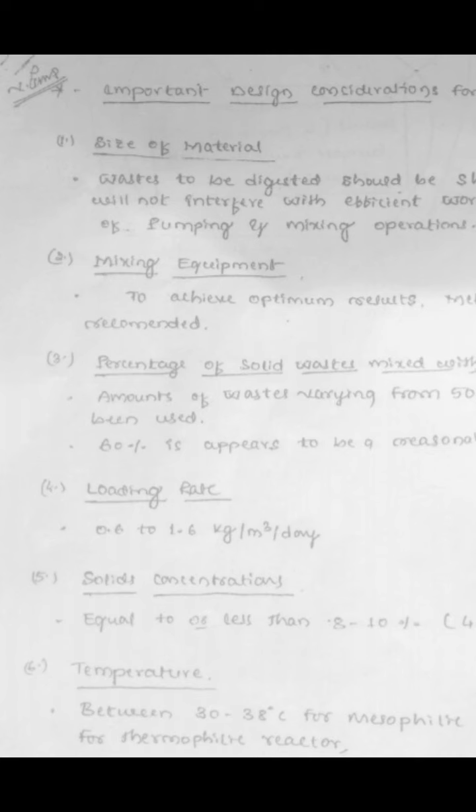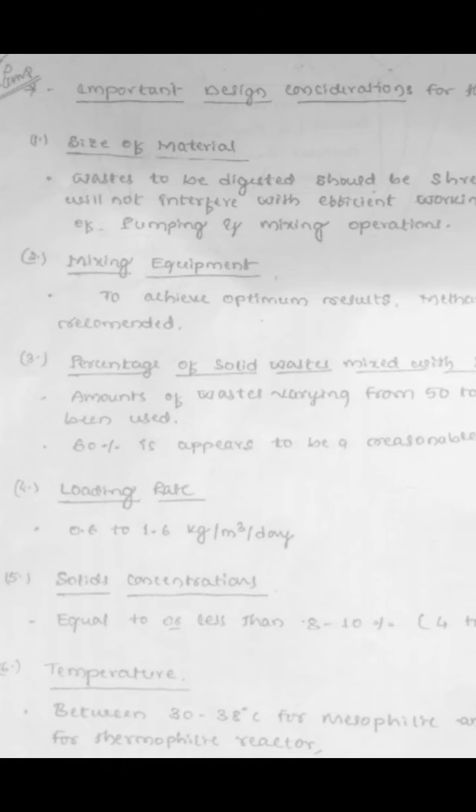Next is the solids concentration. It is typically equal to or less than around 8 to 10 percent. Okay, next we will talk about the temperature. It is between 30 to 38 degrees for the mesophilic reactors, and between 55 to 60 degrees for the thermophilic reactors.